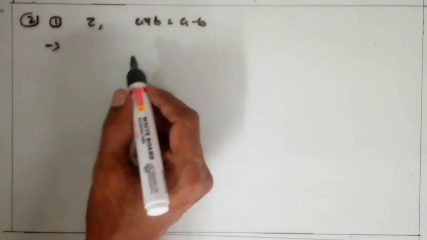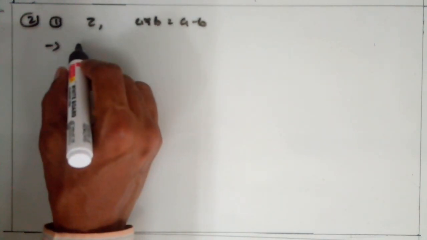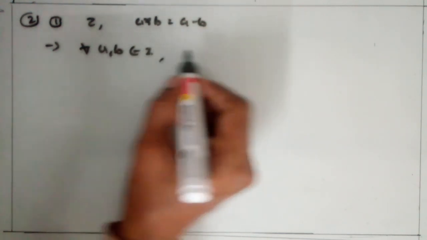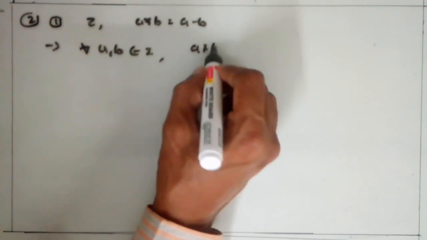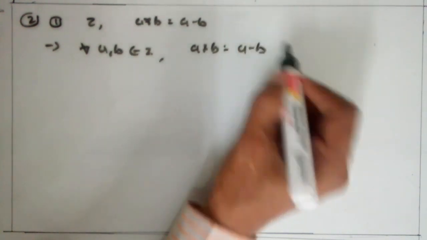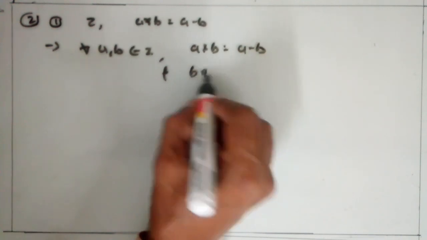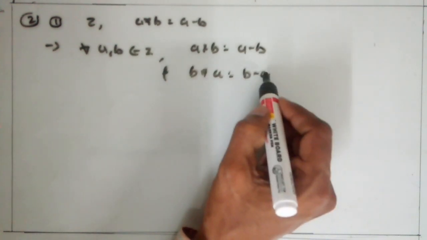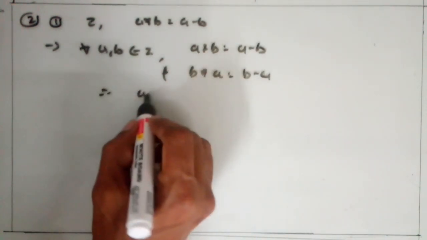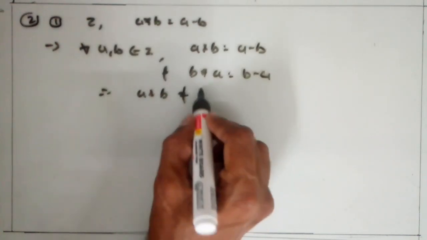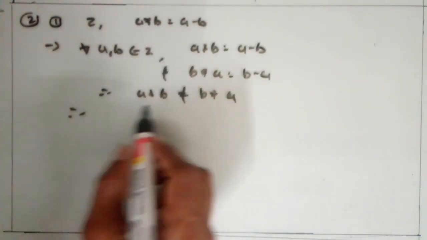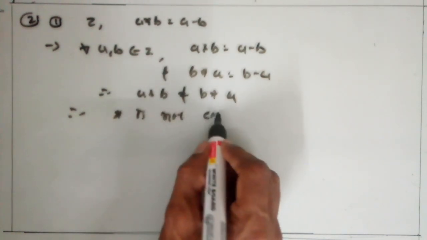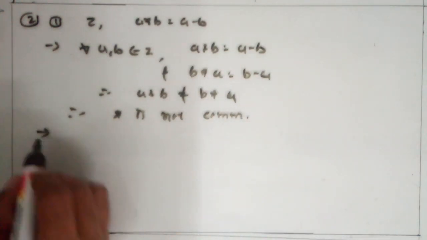First, we prove this is not commutative. For all A, B belonging to Z, A star B is equal to A minus B and B star A is equal to B minus A. A minus B and B minus A are not equal. Therefore, A star B is not equal to B star A. Therefore, we say that the star is not commutative. Clear?